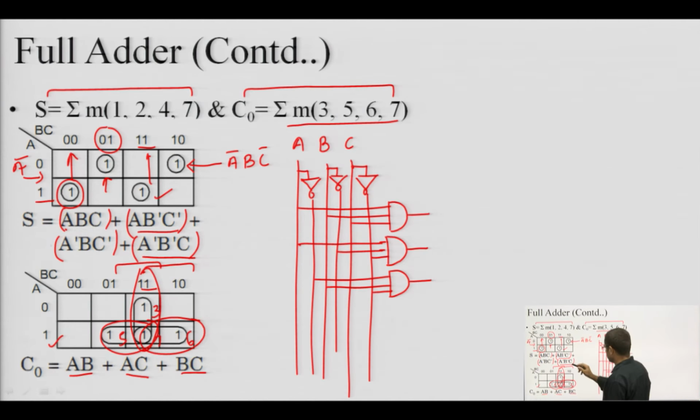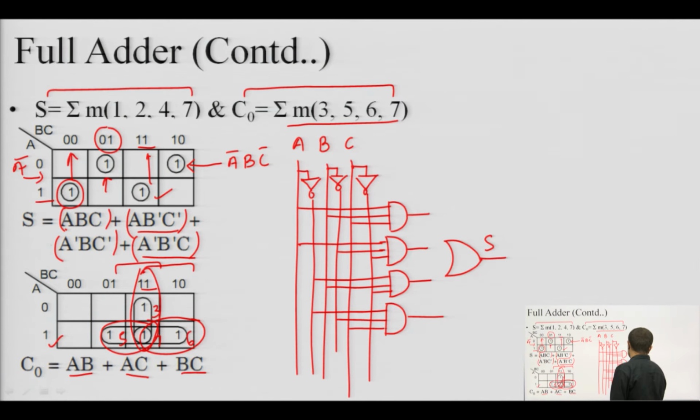So, generating the fourth product A bar B bar C. This is my A bar, then B bar is this one, and then C is this one. These are the variables required for generating the fourth product, and now adding all these provides me the sum expression. So, all 4 products added together provide me the sum.